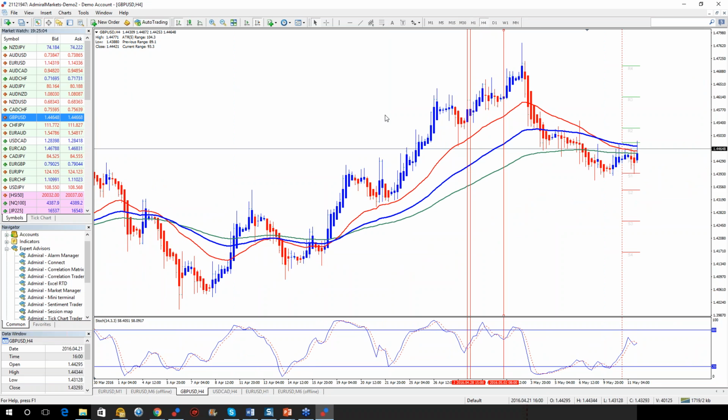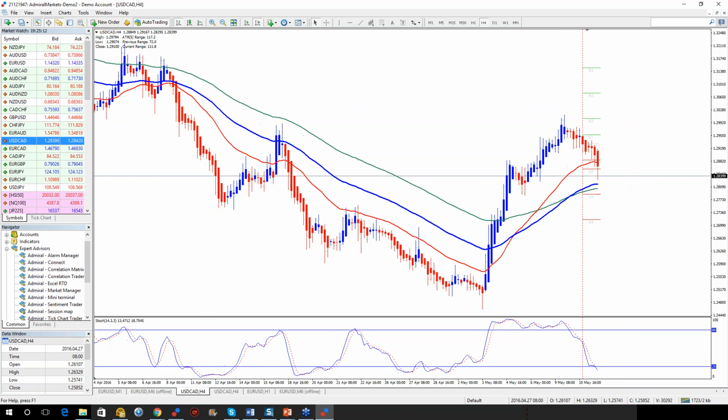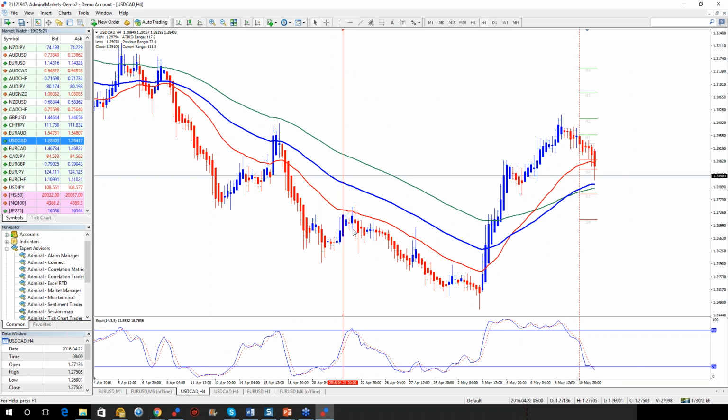Let's use other examples. Let's use, I don't know, dollar CAD. Okay, dollar CAD, this was a good short here. You always want to see better candles, guys. This is not so good a candle, you see. I wouldn't take this candle as the cue for a short trade. This is not a good candle. This is a good candle, guys. This one. See, this one. This is a good candle. So this is what you want to see.